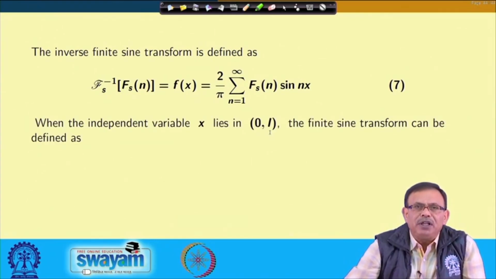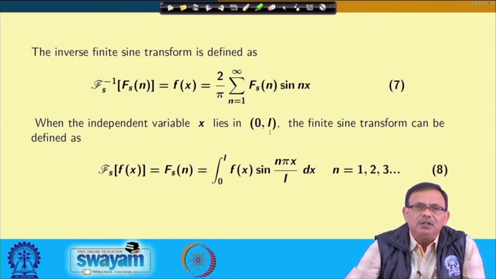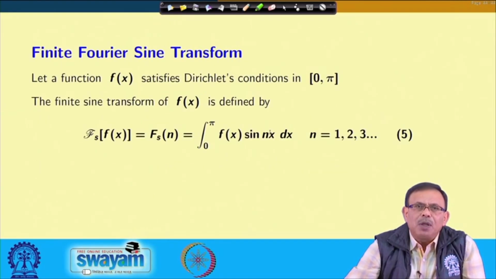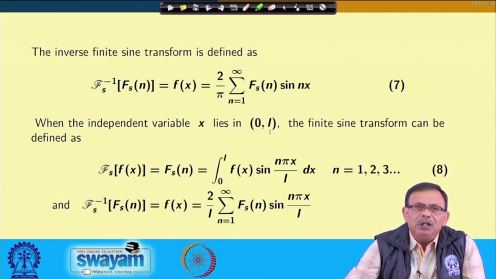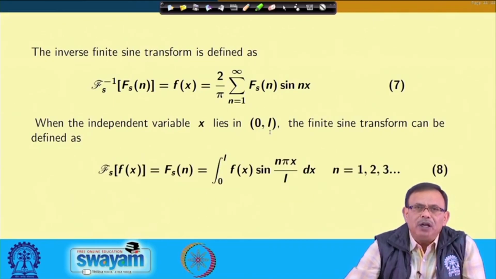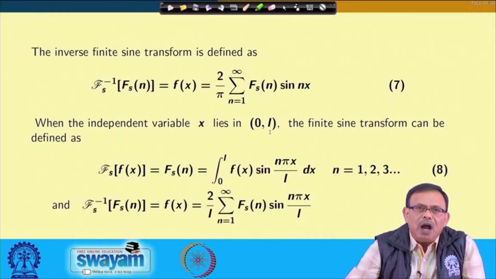When the independent variable x lies in the interval 0 to L, then the finite sine transform can be defined as follows. The only change will be that in the earlier case it was defined in 0 to pi, therefore integration was from 0 to pi. In this case, the integration will be from 0 to L of f(x), and the sine term will be changed to sin(n pi x by L) into dx, and the inverse function f(x) can be defined as 2 by L summation n equals 1 to infinity f_s(n) into sin(n pi x by L).